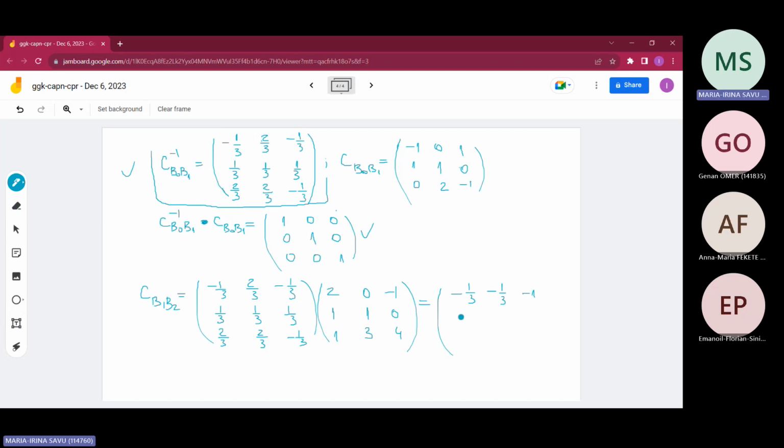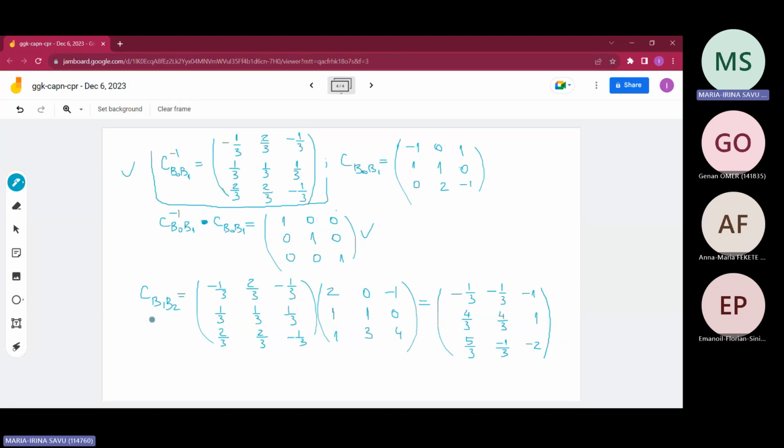Then 2 over 3, 4 over 3, 4 over 3 and 1. Minus 2 over 3 and minus 4 is minus 6, so is minus 2. Okay, is this the matrix? Are the computations correct? Yes. Okay.